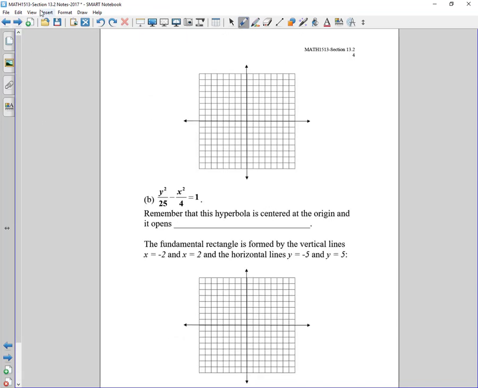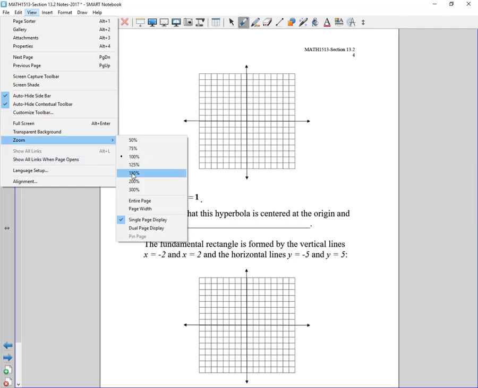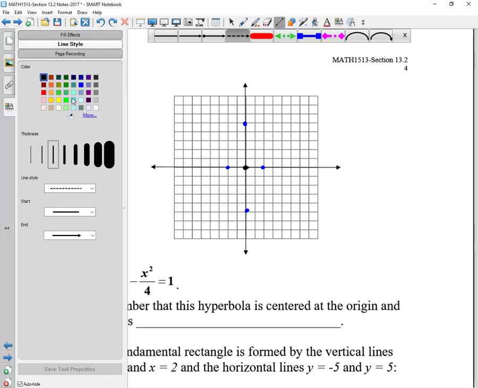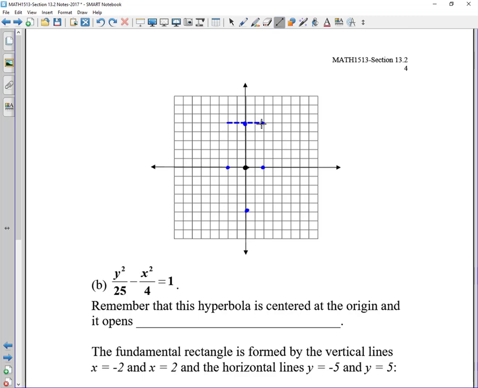So let's go to the next page, and I'm going to make this bigger. Okay, so here is the center. And remember, we go 2 units to the right, 2 units to the left. So I would be right here and right here. And then I go 5 units up and 5 units down. And those may not be exactly where my points are, but I am going to go ahead and draw a rectangle. And let me see if it lets me change the color so I can do it in blue. Okay, so I would have a rectangle now that looks like this.